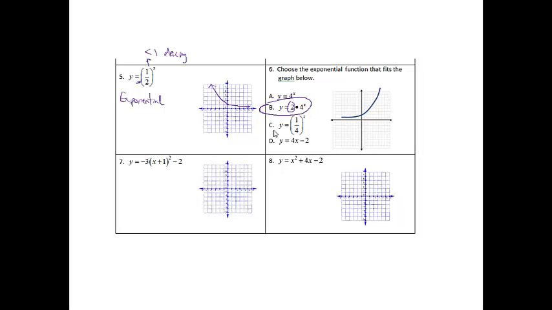The reason that it's not choice C is because the 1/4 is smaller than 1, so the graph would actually be going the other way, and it's not going to be choice D because choice D would give me the equation of a line.